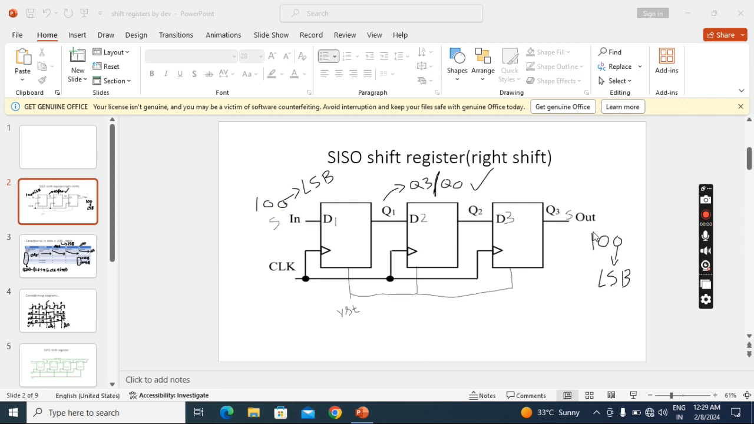And here first we will get the LSB, then we will get the next bit, then at last we get the MSB. So here output also we are taking bit by bit. That's why serial out.